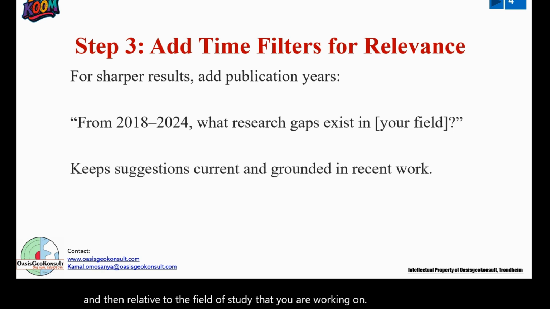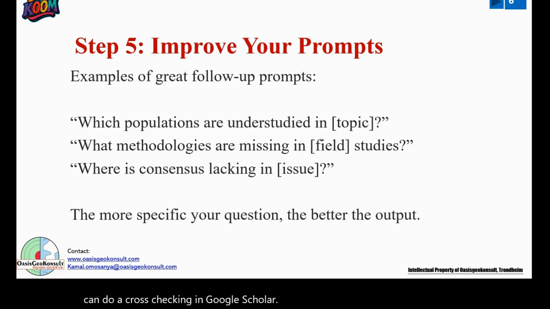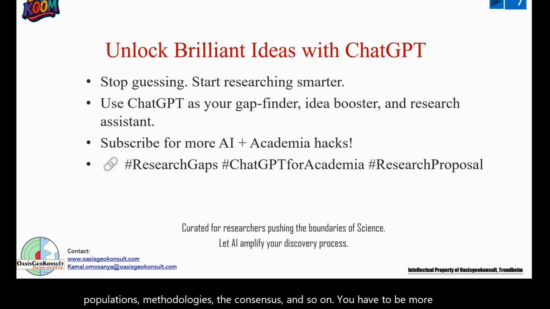You can filter it to year, the last 10 years, last 20 years, so that the research is current and grounded in research works. And you can also validate, because it's always good to validate whatever result you get from ChatGPT or other AI tools, because they are generative AI tools, right? So you need to train them. They get better when you train them. So you can do a cross-checking in Google Scholar. And then you can improve the prompts by bringing in other additional things like populations, methodologies, the consensus, and so on. You have to be more specific to be able to use this tool.